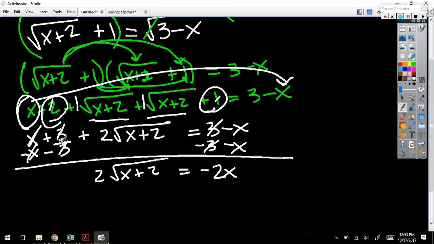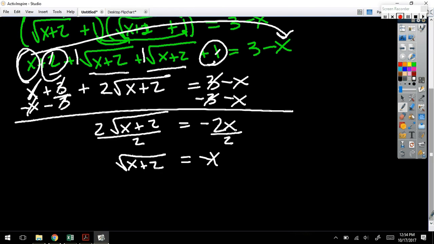I want to make sure everybody's with me before I go to the next step. Something is still hooked to the radical. What is that something? 2. What is negative 2x divided by 2? Negative x, right?